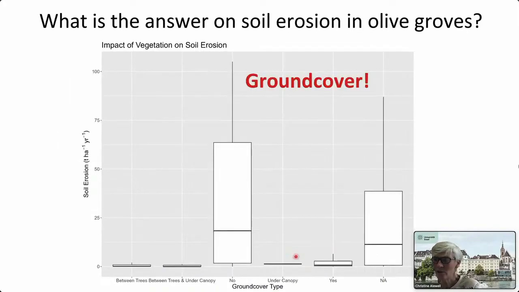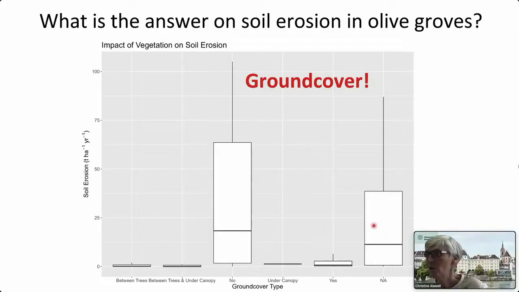But if we look at the ground cover, there we really see a huge difference. This is soil erosion in tons per hectare, depending on ground cover. Between trees and under canopy ground cover, we see very low erosion rates. If we have no ground cover, we have studies with extreme erosion rates, over 50 tons per hectare and 60 tons per hectare per year. And then we have studies where there was no information available on ground cover. We think that they probably also had no ground cover, but they also have very high rates.